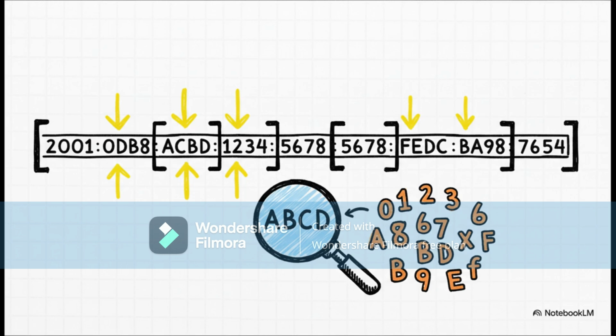This is a perfect breakdown of the structure. An IPv6 address is made of 8 groups, and each group has 4 characters. Now, these characters are hexadecimal, which is just a fancy way of saying they use numbers from 0 to 9 and the letters A through F. And as you can see, all the groups are just separated by colons to keep things organized.